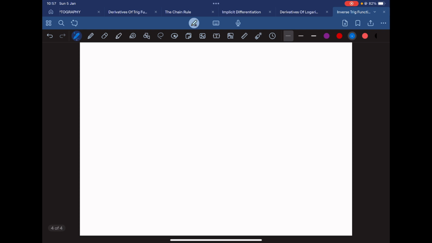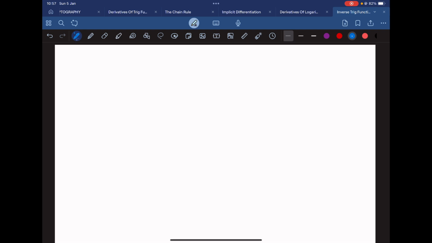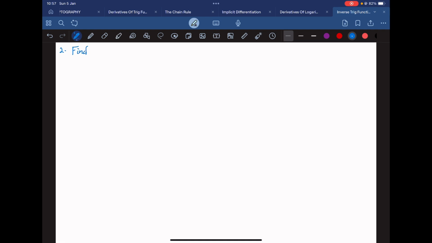So the next question, which is question 2, we have to find the derivatives of y with respect to x. So over here, the first one is y equal to cos inverse of x squared.